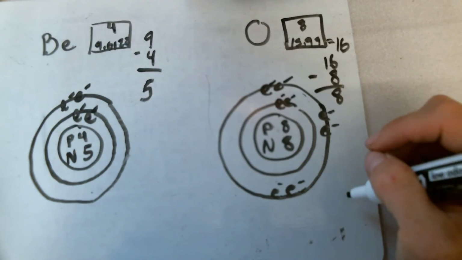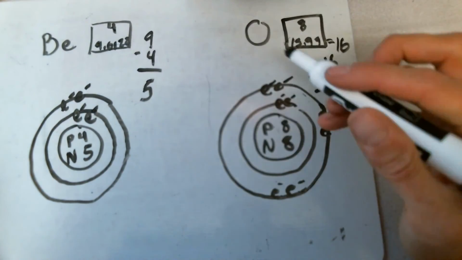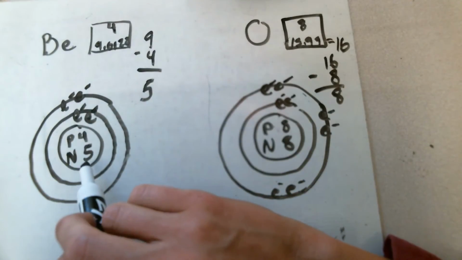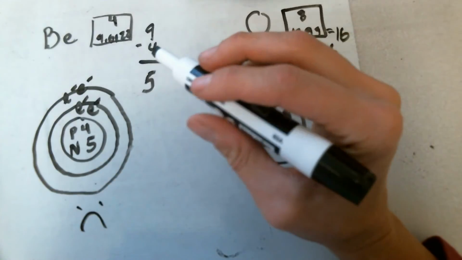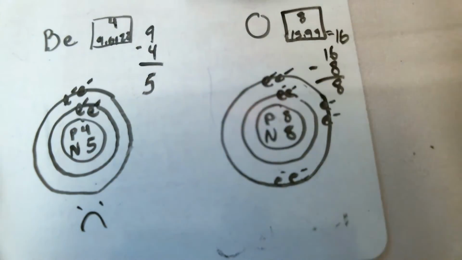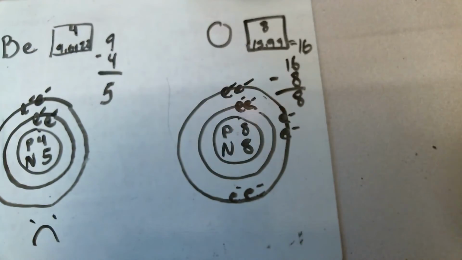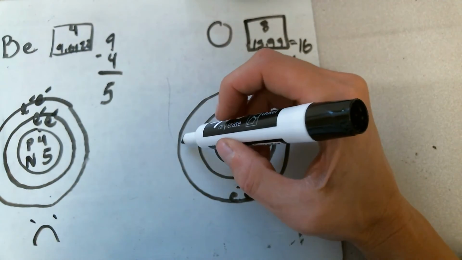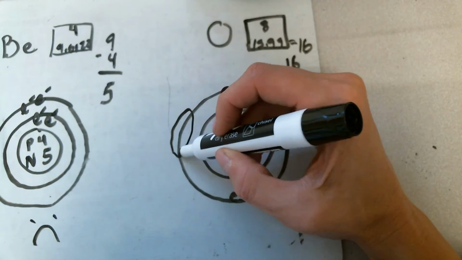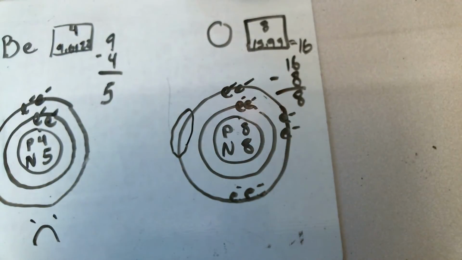So now let's look at how these are doing. If we look here, this one's not happy right now. This one's unhappy currently because it only has 2 in the outer shell. The oxygen atom is also unhappy because it's missing 2 in the outer shell. It wants 2 more electrons in that shell.